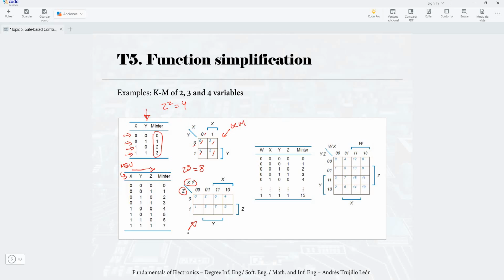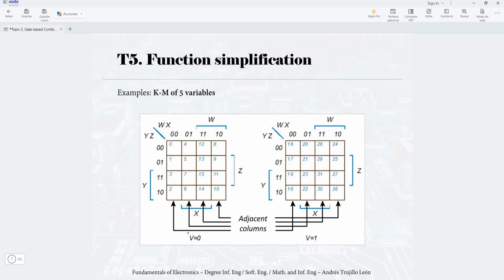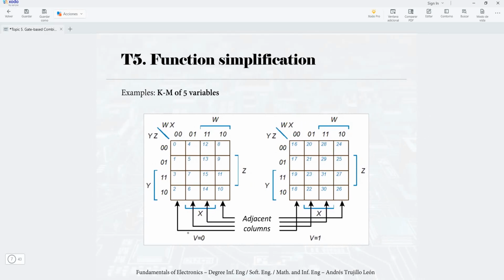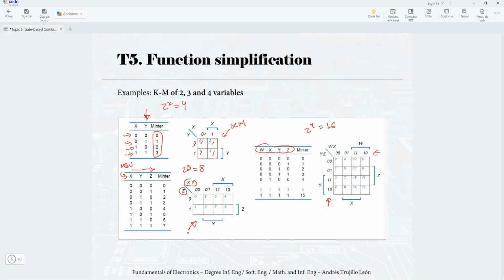So we have 4 variables. We need, remember, 16 cells. So we have 4 rows and 4 columns. Now we are going to see the concept of adjacency, that is going to be a property that we use in Karnaugh maps.